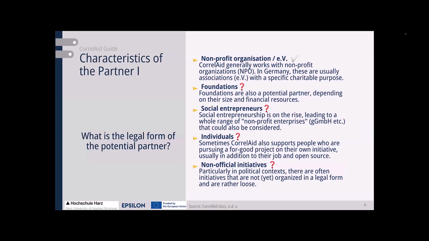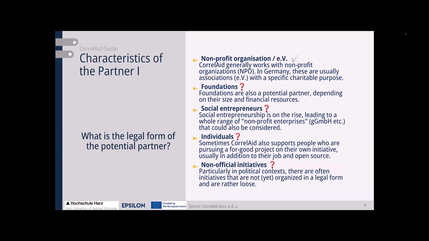Or if there is no entrepreneur, sometimes volunteer work also supports people who are pursuing a for-good project on their own initiative. So a voluntary initiative supports another voluntary initiative. And this is basically also happening sometimes when you provide volunteer service to a social organization.